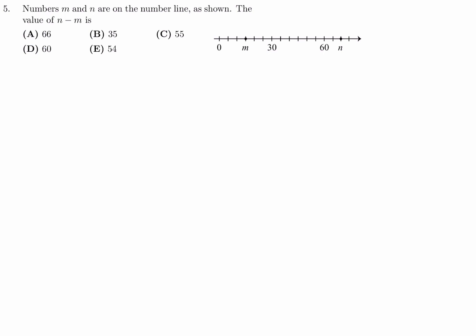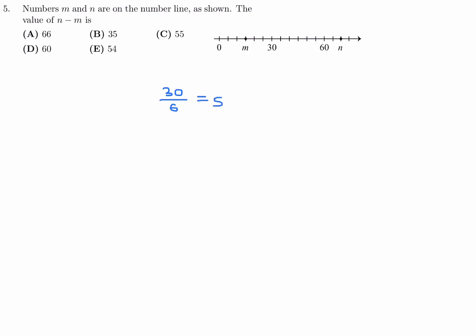Numbers m and n are on the number line as shown. The value of n minus m is. Well, let's look from here to here. First of all, that's a length of 30, and we have 1, 2, 3, 4, 5, 6. So 30 divided by 6 will give me the value of each of those small segments, and that's 5.